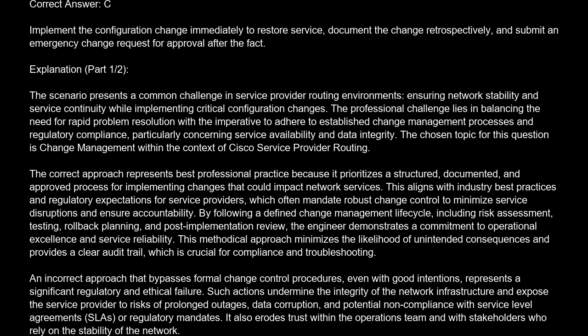An incorrect approach that bypasses formal change control procedures, even with good intentions, represents a significant regulatory and ethical failure. Such actions undermine the integrity of the network infrastructure and expose the service provider to risks of prolonged outages, data corruption, and potential noncompliance with service-level agreements, SLAs, or regulatory mandates. It also erodes trust within the operations team and with stakeholders who rely on the stability of the network.